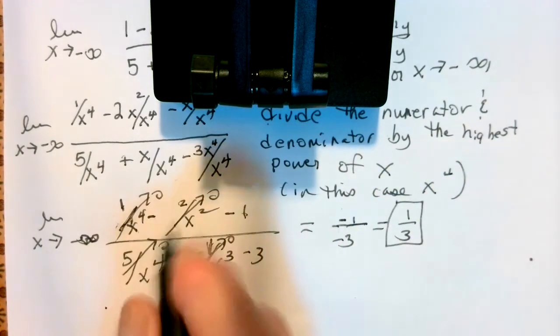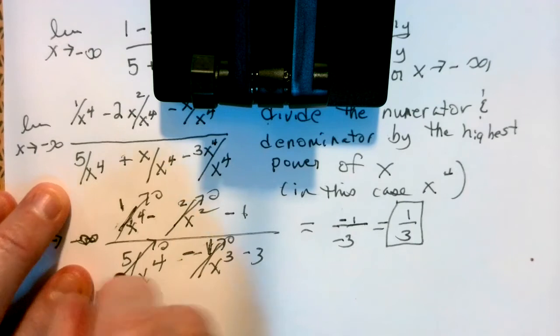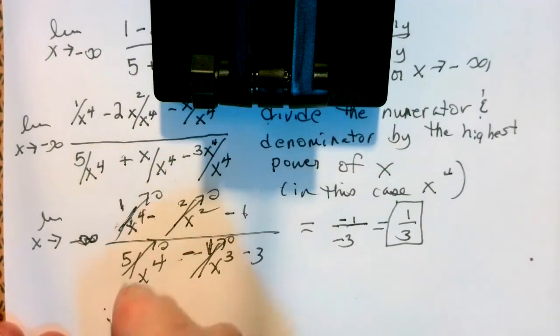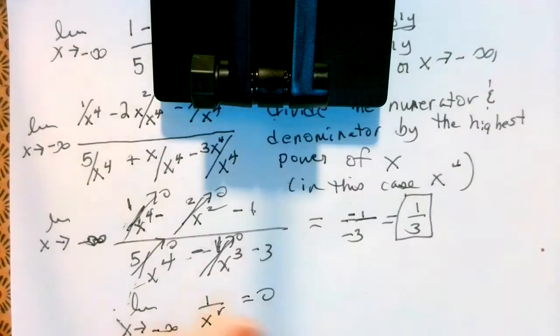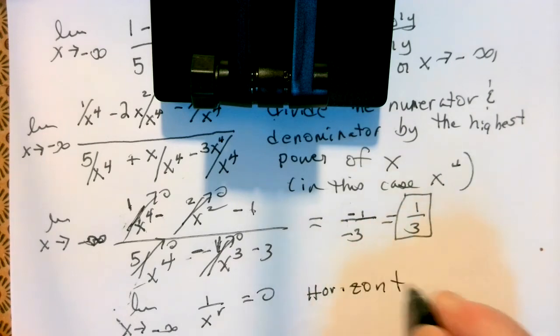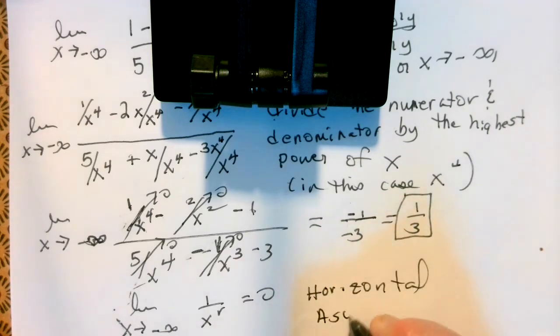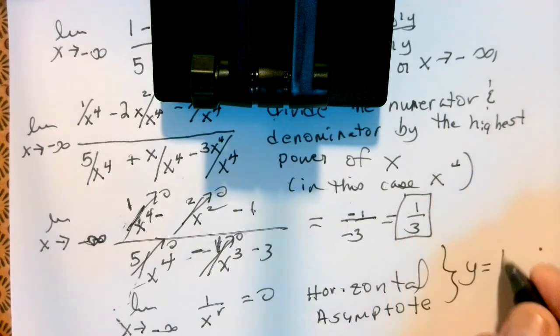What we used here, when we've got a poly over a poly, we use the limit as x goes to -infinity of 1 over x to the r equals 0. So you've got to remember this to make any of this work, okay? Now, also, we have a horizontal asymptote. And what the horizontal asymptote is, it's y equal 1/3.